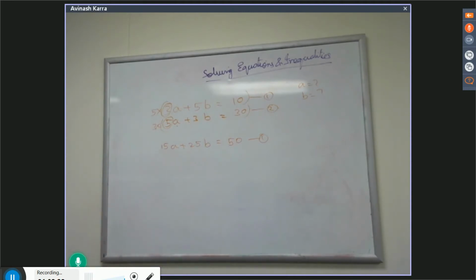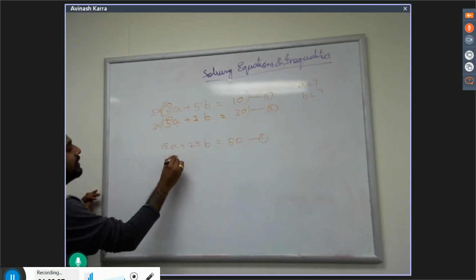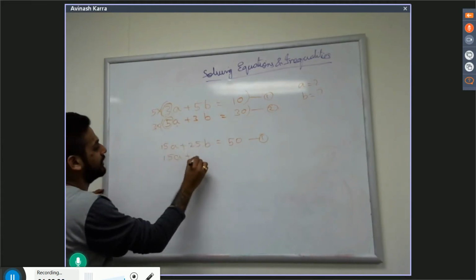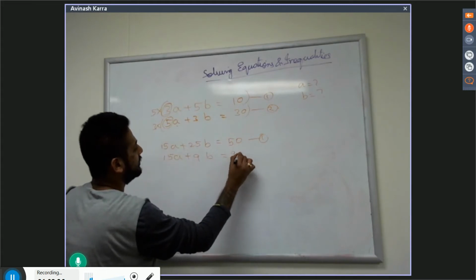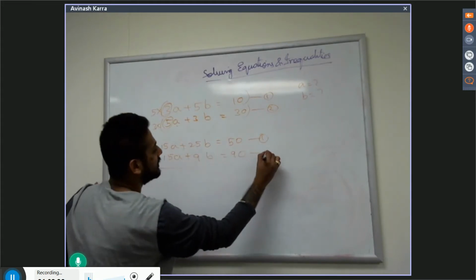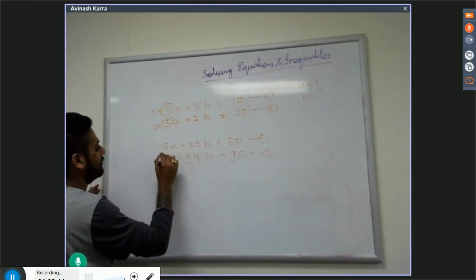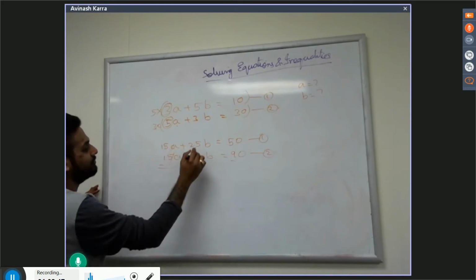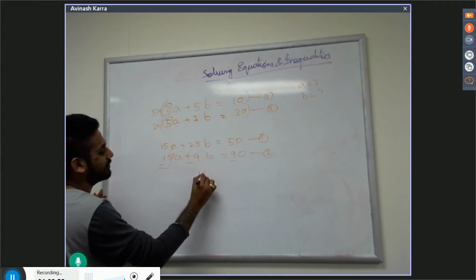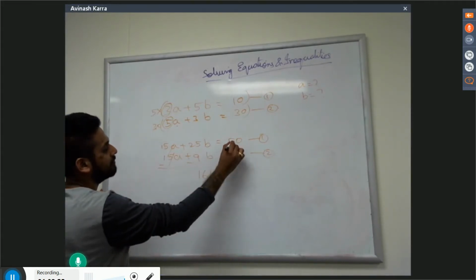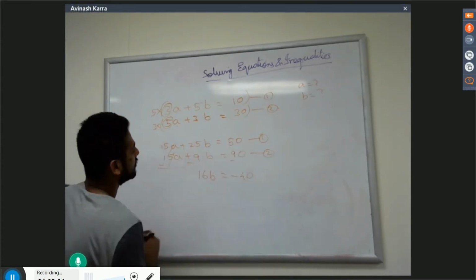So when I multiply with positive 3, I get 15a. 3 into 3 is 9b. 3 into 30 is 90. So now I'm subtracting equation 1 minus equation 2. What happens? 15a minus 15a goes off. 25b minus 9b, how much? 16b. 50 minus 90 is negative 40.